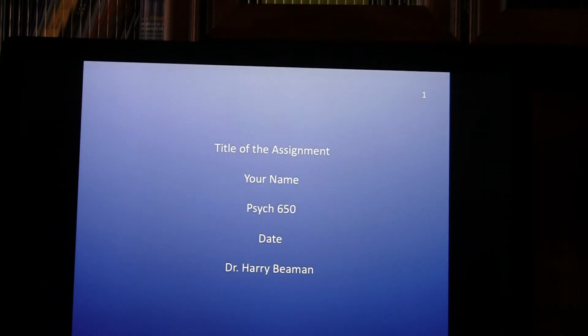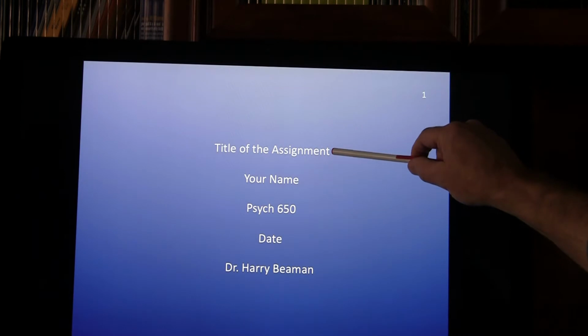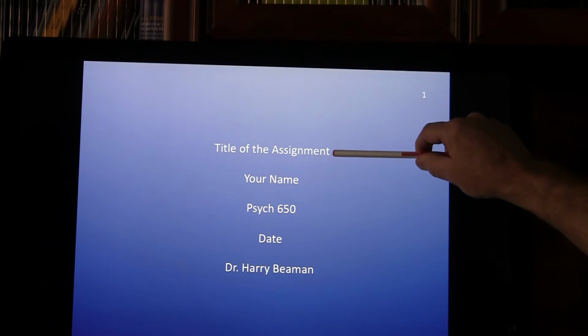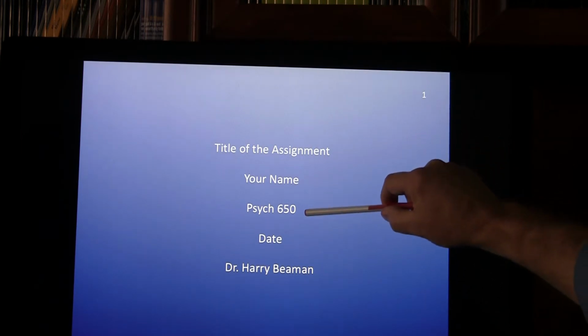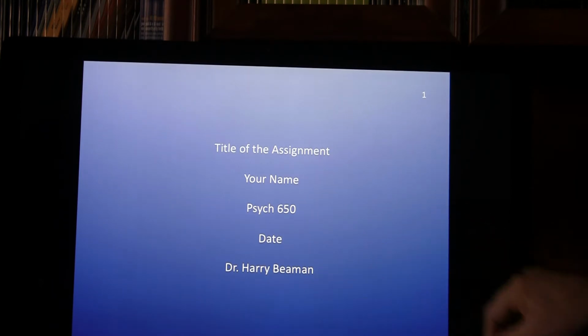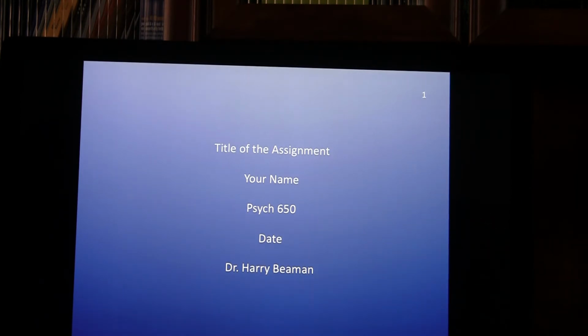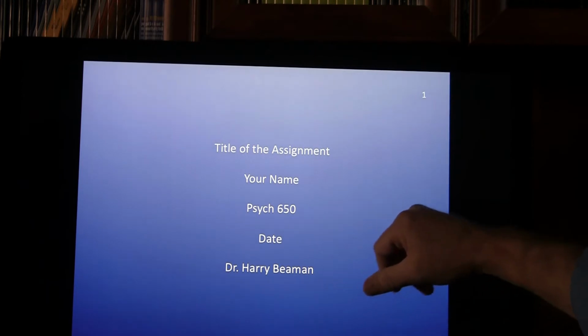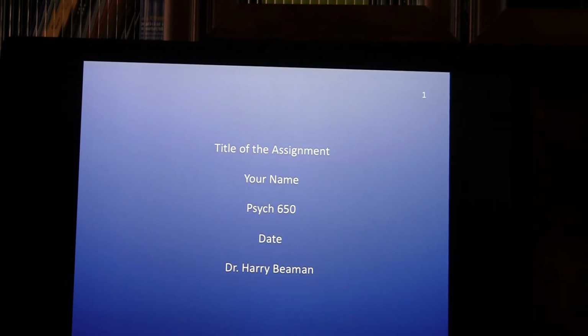You can see that the title of the assignment goes first, and please use the exact title of the assignment. Don't make up any or do any changes to the assignment title. Use the exact assignment title as it appears in the syllabus. Put your name, Psych 650, the date that you completed the paper or presented it, and then my name. That's all that needs to go on the first title page, in addition to the use of the numbering up in the header.